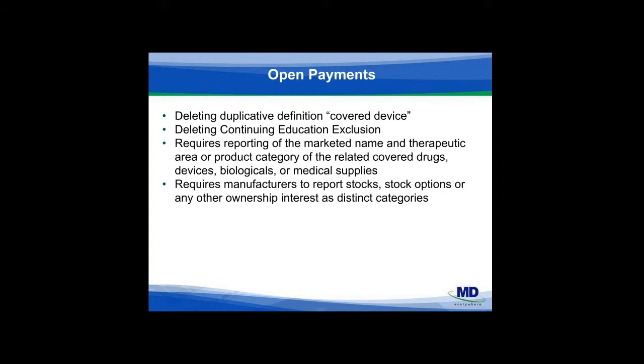In looking at the Open Payments program, this is going to require applicable manufacturers of drugs, devices, and biologicals, as well as medical supplies, to report payments or transfers of value that they make to physicians and teaching hospitals to CMS. In response to a lot of the questions associated with Open Payments, CMS is finalizing 4 changes to this current rule. They're going to be deleting the definition of covered device as it is duplicated with the covered drug, device, and biological and medical supply, which is already defined within the regulation.